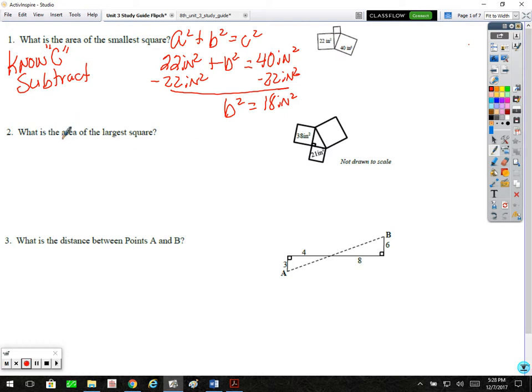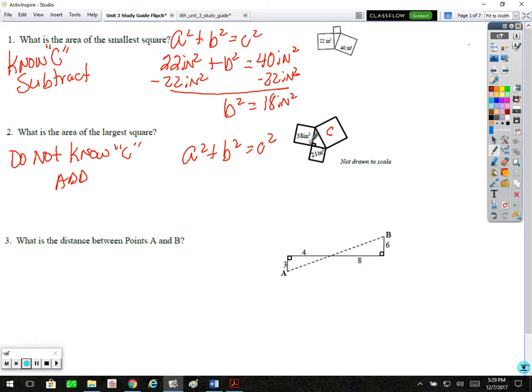All right, so look at this one. What is the area of the largest square? Well, remember, the largest square is always going to be C. So here, if you do not know the value of C, then it's going to be an addition problem. You're going to add the two smaller squares together. So it's still a squared plus b squared equals c squared.